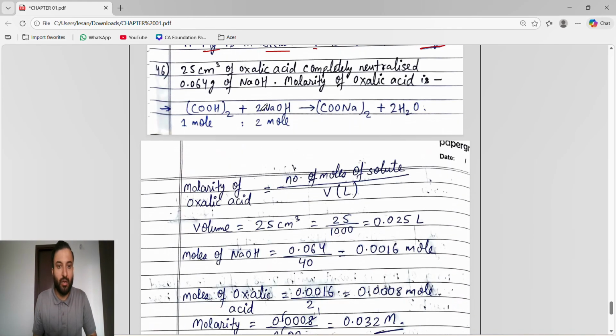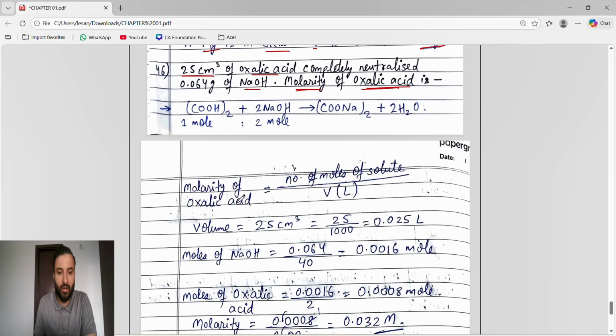Now 46. 25 centimeter cube of oxalic acid completely neutralized 0.064 gram of NaOH. Look, oxalic acid is (COOH)2. Oxalic acid reacts with NaOH. Guys, why do I use 2 NaOH? Because here it is 2, so it will become easy for the balancing. So that's why Na2C2O4 plus 2H2O. Okay, this is oxalic acid. It completely neutralizes this much of NaOH. Find the molarity of oxalic acid.